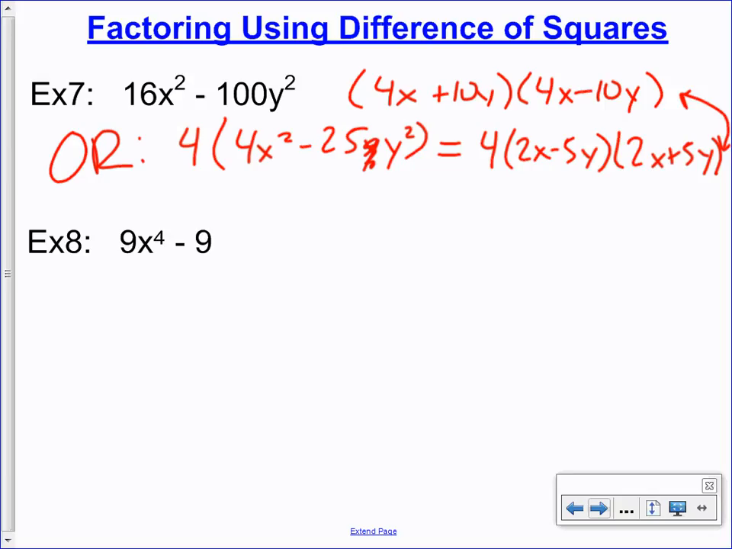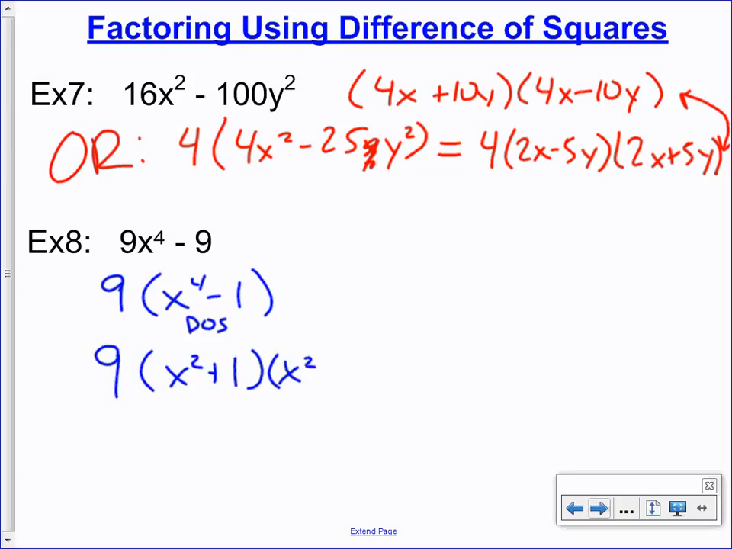Number 8. Yeah, the GCF is 9. GCF is 9, so x to the 4th minus 1. Guess what? That's a difference of squares. It is. X squared plus 1, x squared minus 1, but we're not done. There's another difference of squares.